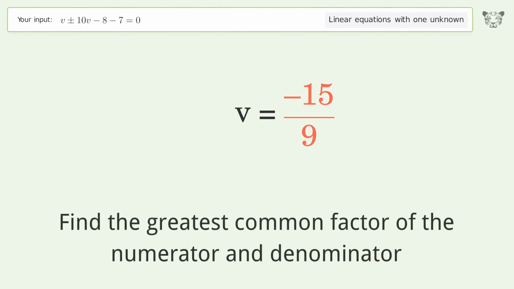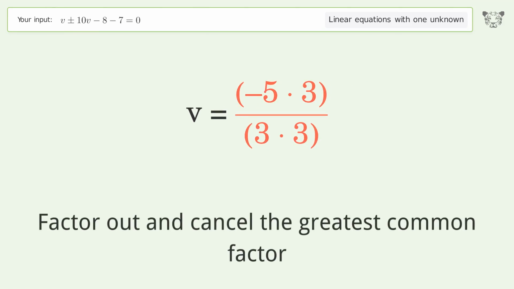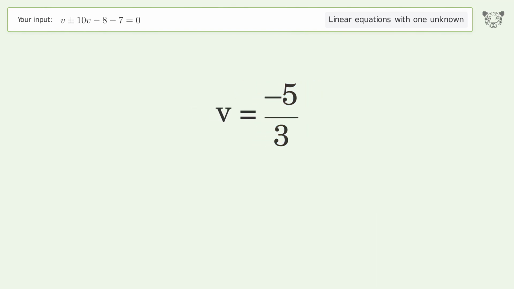Find the greatest common factor of the numerator and denominator. Factor out and cancel the greatest common factor. And so the final result is v equals -5/3.